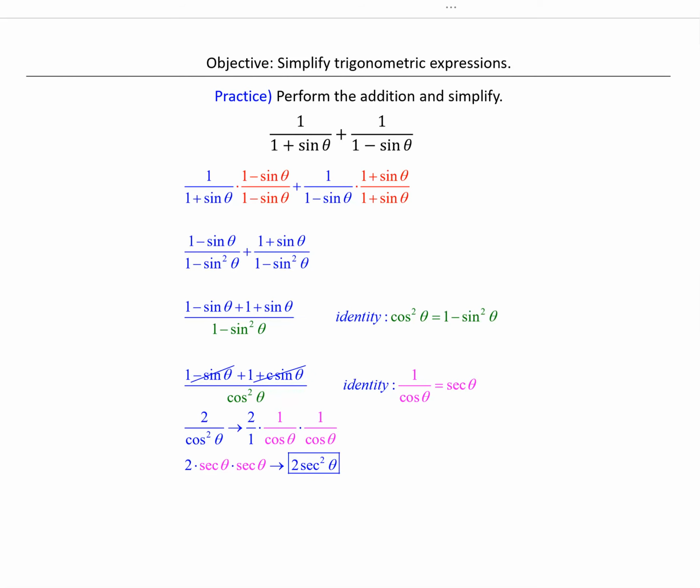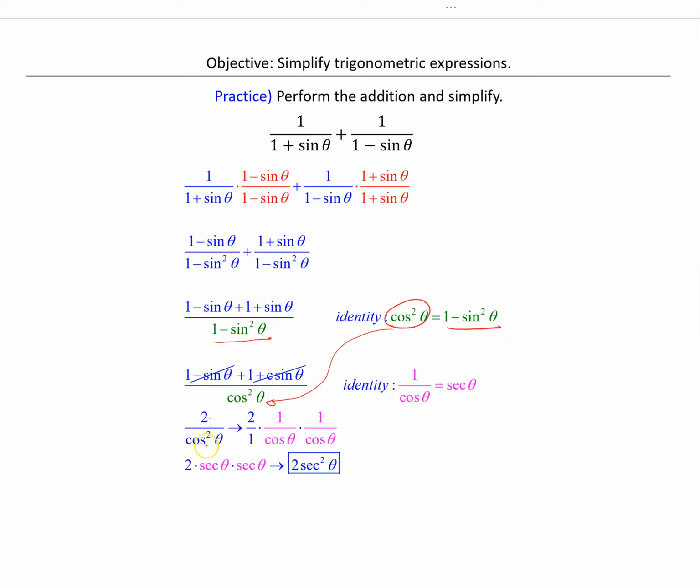So in this one, 1 plus sine theta and 1 minus sine theta are conjugates of each other. So in this case, I would multiply the one on the left by 1 minus sine theta over itself, and the one on the right by 1 plus sine theta over itself, because that's going to give me 1 minus sine squared theta in my denominator on both of them. And then adding my numerators, 1 plus 1 gives me 2. And negative sine theta and positive sine theta add up to 0. Also, 1 minus sine squared theta is equal to cosine squared theta. And so that gets simplified.